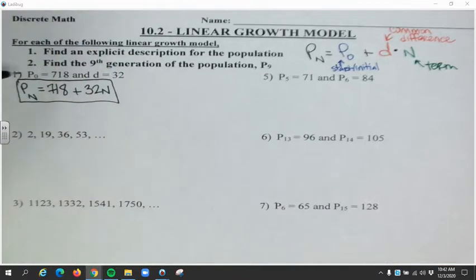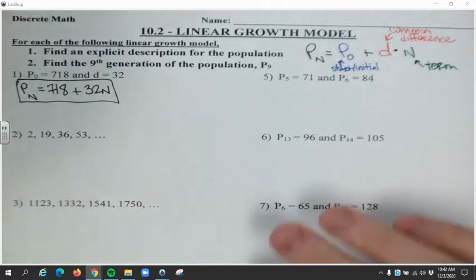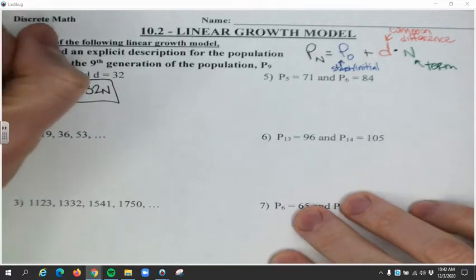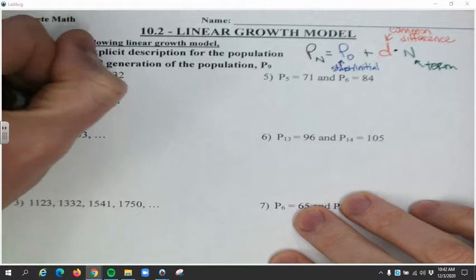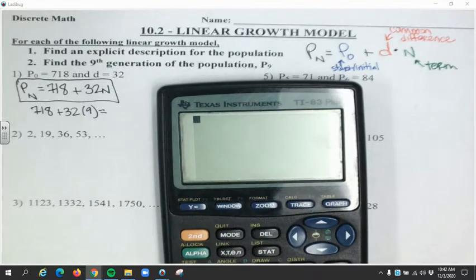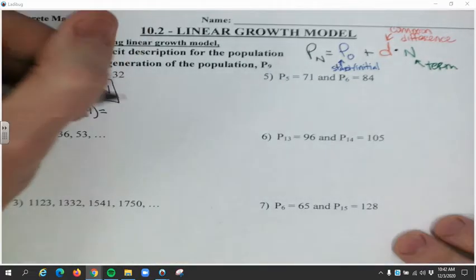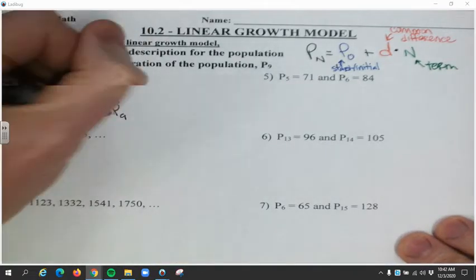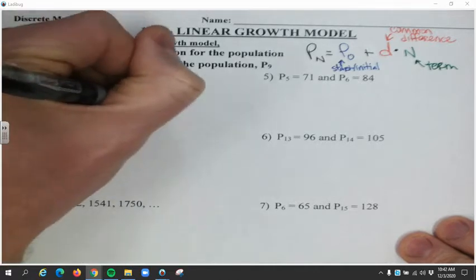So for the second part of each question, it says, now that you know that equation, use that equation to find the 9th generation. You're going to do the same thing for all 8 of these questions at the top. You're going to plug in 9 to your formula. So I'm simply going to take my calculator. I'm going to do 718 plus 32 times 9 and see what I get. We get 1006. So that means that P of 9, the 9th generation, is 1006.